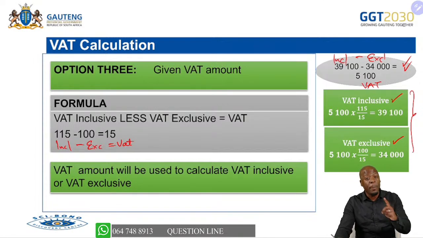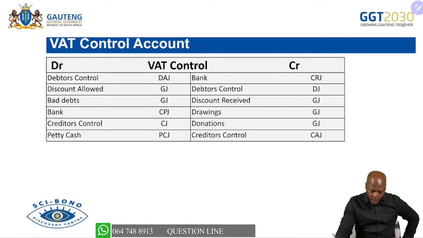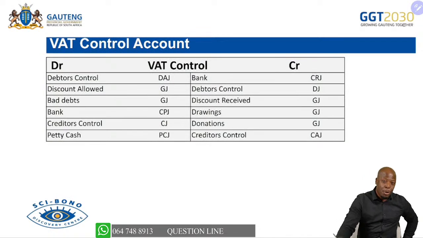I want you to open your eyes. When I get to the activities, you're going to find these 3, and I want you to do the same as I have done over here. All right, let's quickly now go to my VAT control.